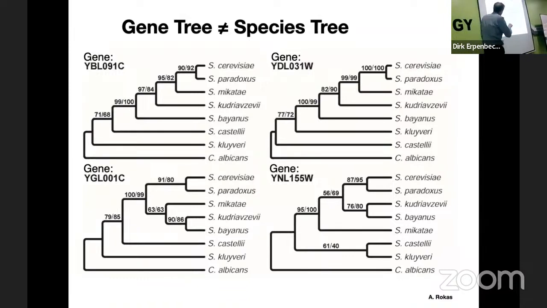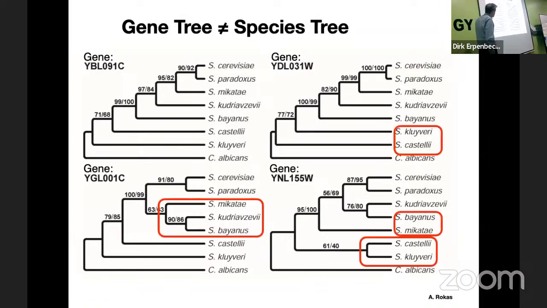Yeast. Saccharomyces cerevisiae, that's a yeast from which you make beer. All the other yeasts here, Candida, you might know it as an infectious yeast for skin. Phylogenetic tree of yeast based on four different genes. Here is a gene, this is a gene, this is a gene, this is a gene. You see all those four different gene trees are different.